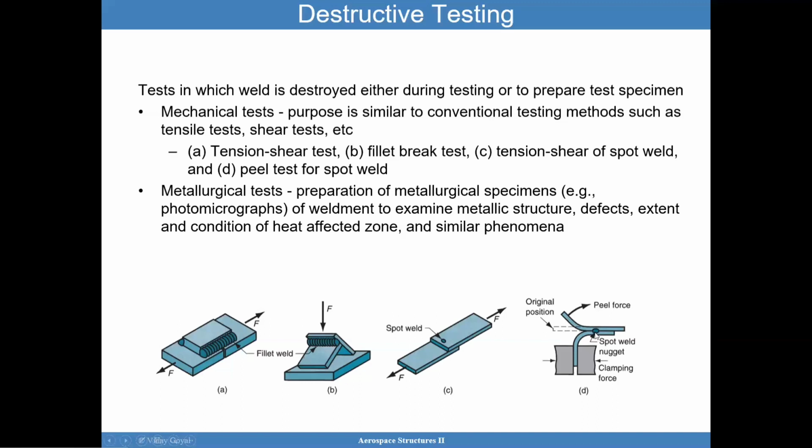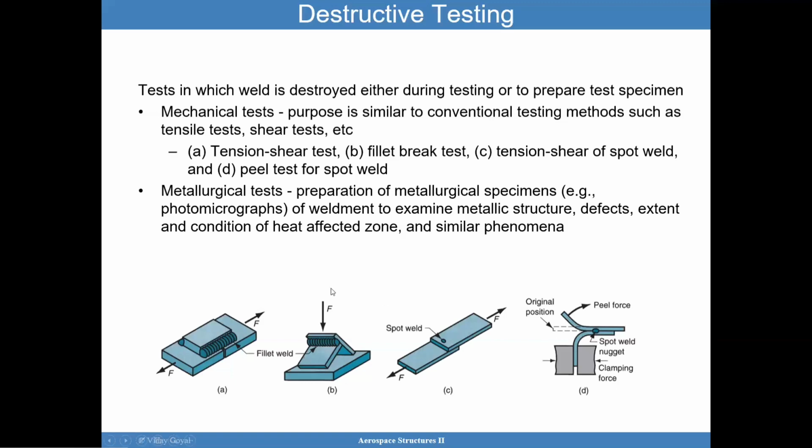And the idea here is to test that particular weld. This metallurgical test can be performed, and after you do this test, you want to cut it up. You may also want to have samples that you cut up before testing. The idea there is to look at photomicrographs of the welds to examine metallic structure, defects, the extent and condition of the heat affected zone, and similar phenomena.